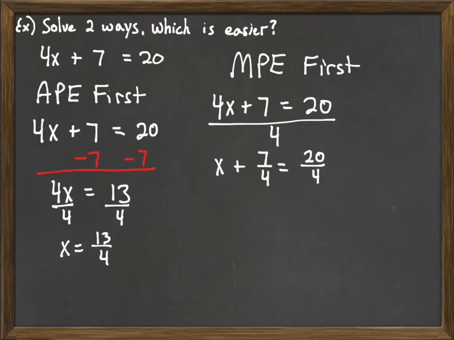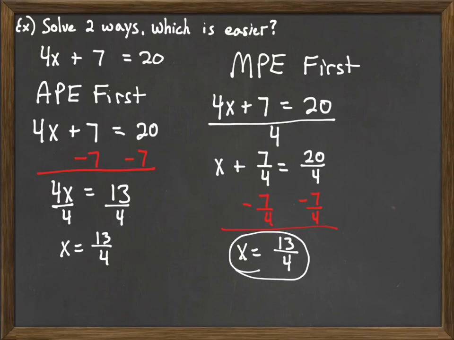because I now need to get rid of this 7 over 4. Since it's being added, we can get rid of it by subtracting. And so I have to do that to the other side as well, and that's why I wanted to keep that as 20 over 4, so that I would still have a common denominator. All right, at this point the 7 over 4's go away, and 20 minus 7 is 13 over 4. So you can see we get 13 over 4 both ways.